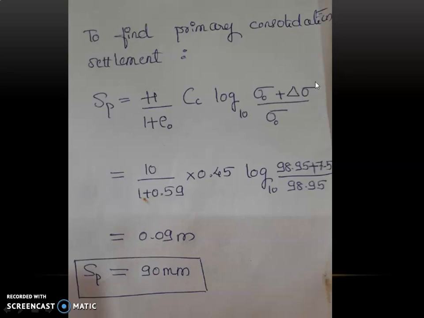So here we have to note that the delta sigma value was not given directly in the problem. We used Boussinesq equation to find out how much was the increment in the stress. So sigma naught is the stress due to self weight of the soil or due to overburden pressure, which will be due to the layers present above the clay layer, and delta sigma is the increment in the stress due to the construction of any structure.